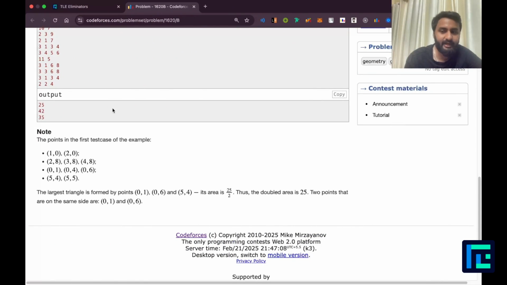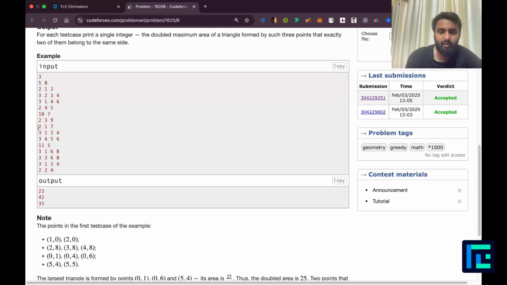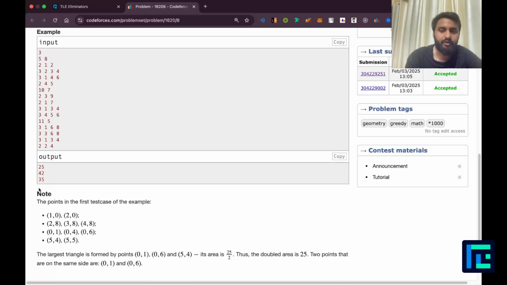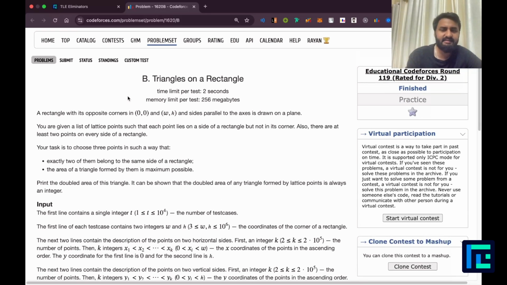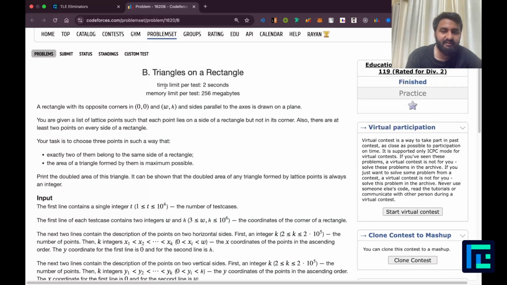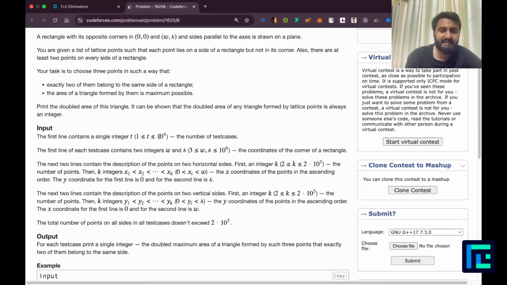So I've given you a very diagrammatic approach. You can of course pause the video now and draw the other 2 cases also with your pen and paper. And I think you will understand 42 and 35. They'll be very clearly observable. Okay, great. So we have understood the problem. Let's quickly discuss the time complexity. We have been given that the time limit per test is 2 seconds. And then there is a test case variable.